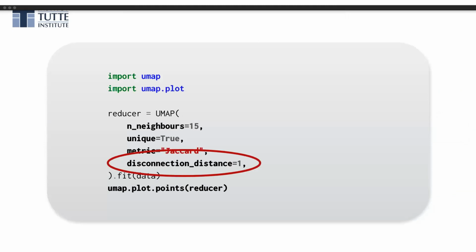You could turn it off in your data by setting this value greater than your metric's maximal distance. So if you say disconnection distance of 2, it won't do anything for your Jaccard metric. But if you've got a non-bounded metric like L1 distance, and you don't want to allow any edges between points that are further than a certain distance apart, you could set this directly via the disconnection distance parameter.